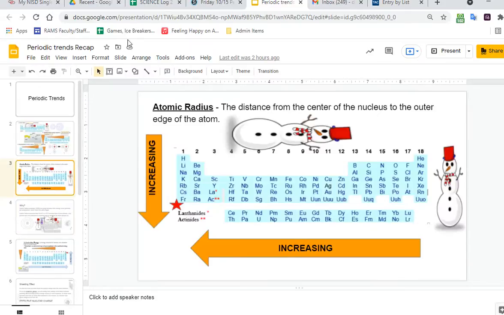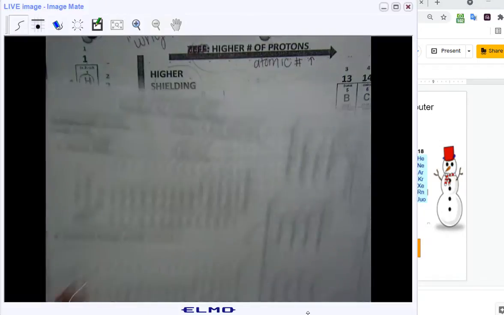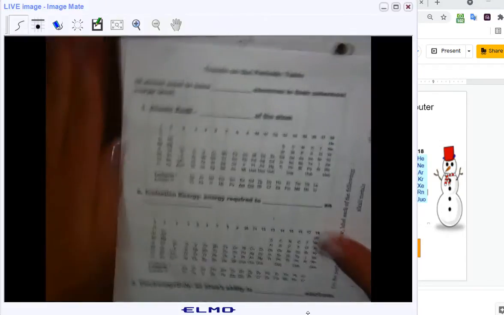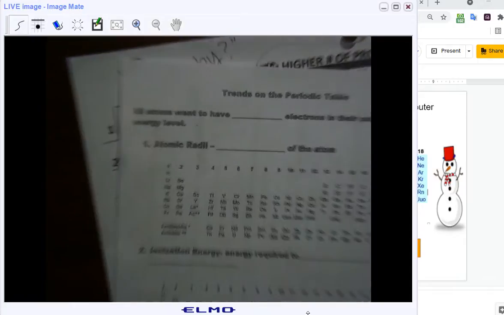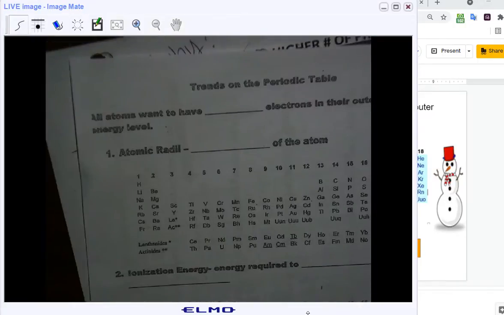Okay. All right, so now let's talk about the notes page. So go back to the notes page. Just leave this one out with you. Okay, so let's start with the basics. All atoms want to have blank electrons. What is that magic number? Who remembers? How many do they all want to have?